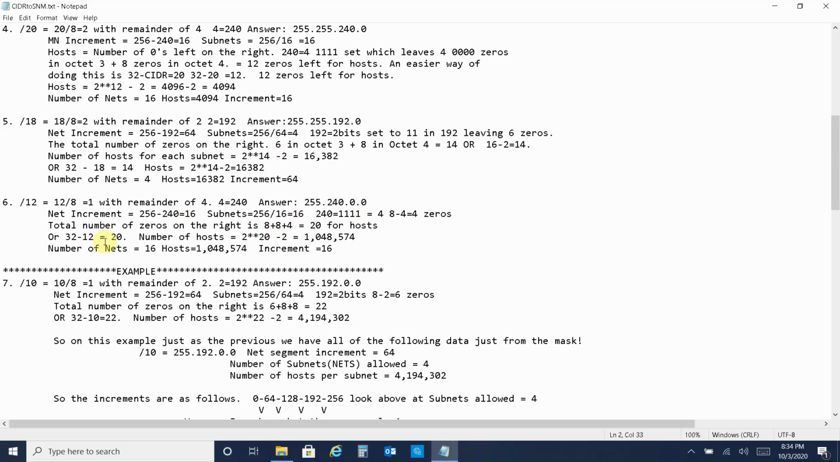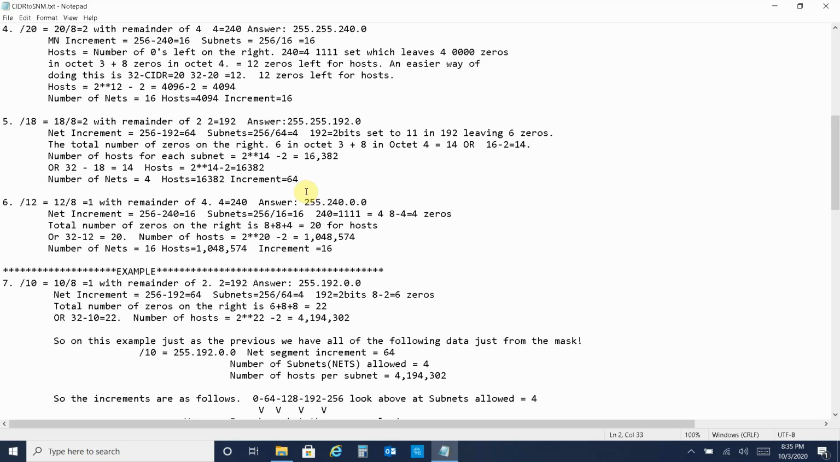Okay, net increment. All these formulas, again, are back up there. But your net increment is always going to be 256 minus the active octet, which is going to be the one that's different. Going across, the first one that's different from 255, you go left to right. It's either going to be 0 or one of these. So that's it, your active octet.